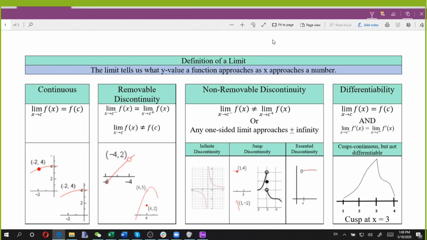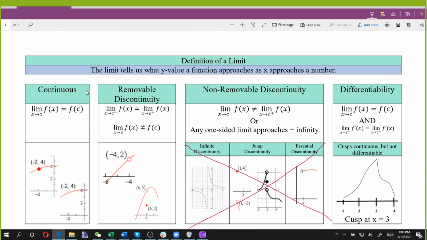So starting off with continuity: continuous, removable, or non-removable are all you need to know for this class, so we don't need to know the different types of non-removable discontinuities by name. However, you'll still need to be able to recognize all of these as non-removable discontinuities. These are subcategories of non-removable discontinuity that we'll need to work on for Calculus 1 or 2 next year.